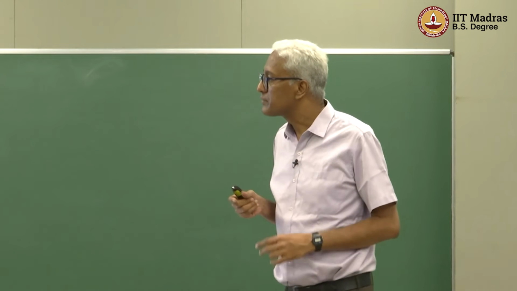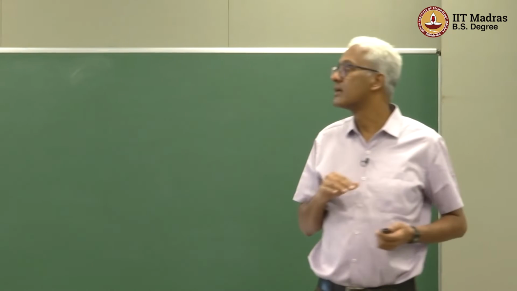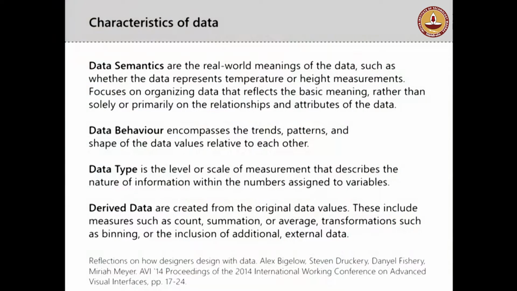So there are these four things that we are going to cover in trying to understand the characteristics. The first one is called data semantics, and I will go through each one of them in a lot more detail with examples, so that it becomes clearer. Data semantics are real-world meanings of the data, such as weather data representing temperature or height measurements. It focuses on organizing the data to reflect the basic meaning, rather than solely or primarily the relationship between the attributes of the data.